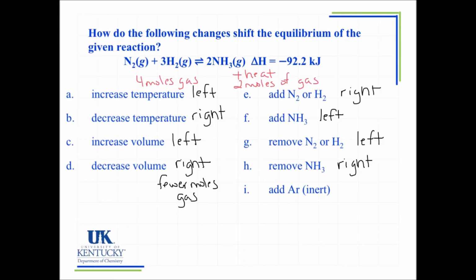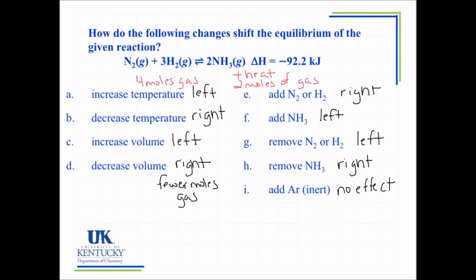The last change we can look at is the addition of argon, which in this case is an inert gas, meaning it doesn't react with any substances in the mixture. Because of that, it has no effect on the equilibrium. It will not shift towards the left or towards the right because the partial pressures of my nitrogen, hydrogen, and NH3 are not affected by the addition of this argon gas.